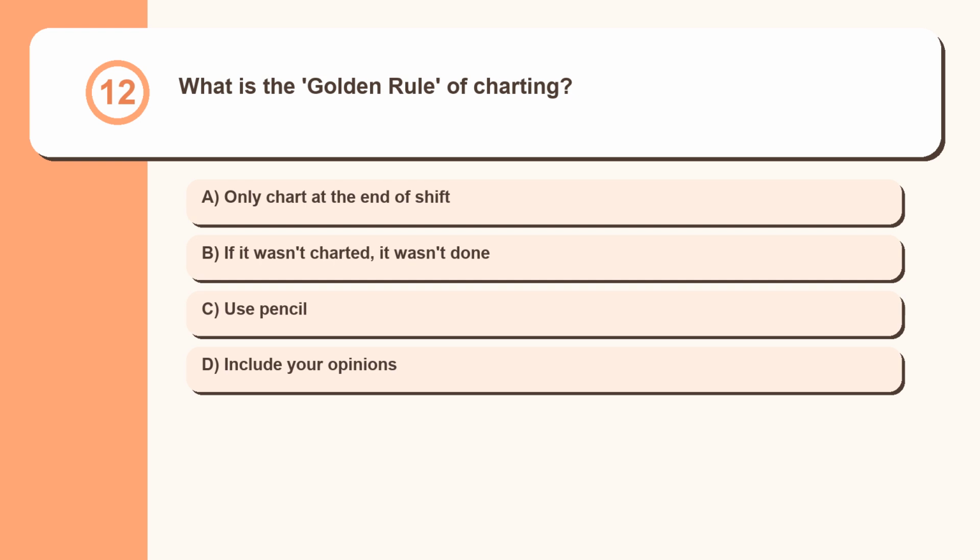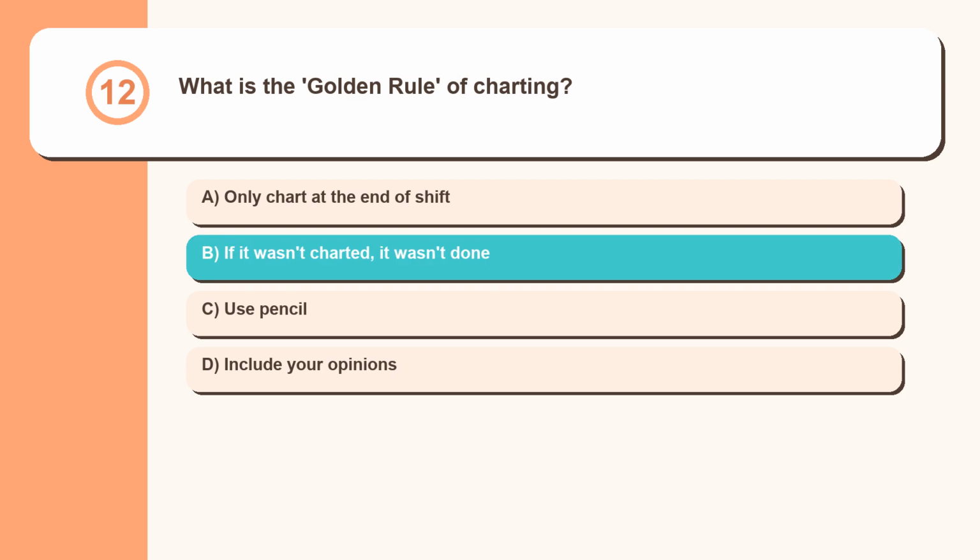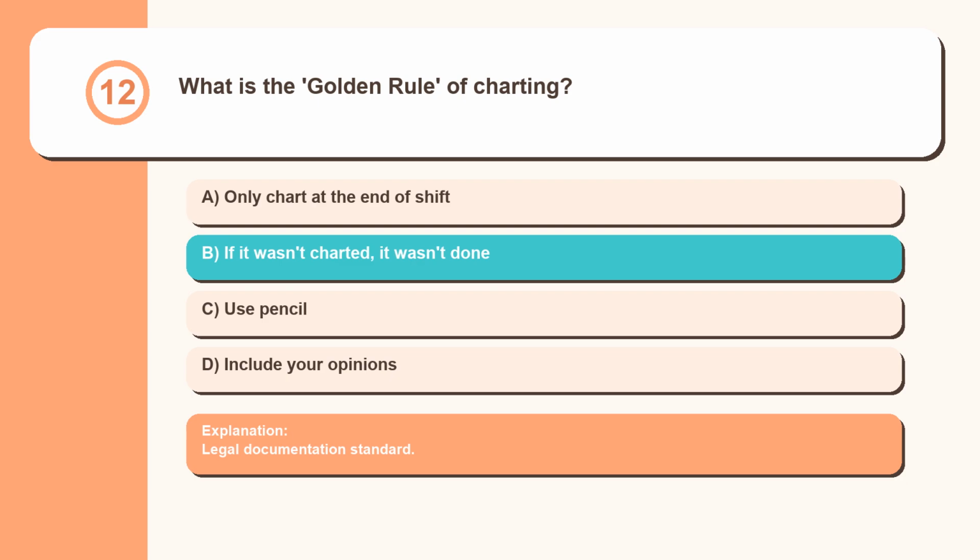Question 12. What is the golden rule of charting? Only chart at the end of shift. If it wasn't charted, it wasn't done. Use pencil. Include your opinions. Legal documentation standard.